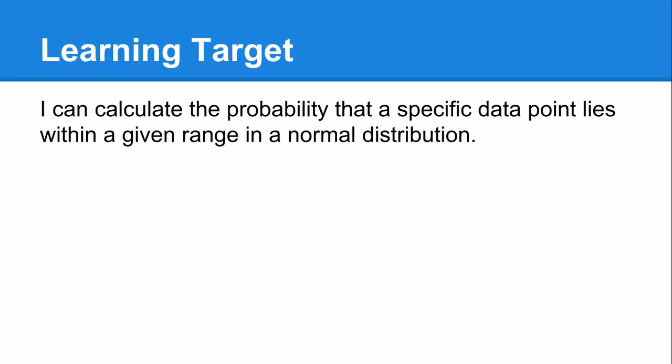The learning target: calculate the probability that a specific data point lies within a given range. When we say given range, we don't always mean max and min. We mean greater than a value or less than a value. And so we're going to see those 3 kinds of ranges where we're greater than a value, less than a value, and between 2 values. We're also going to take a probability and figure out what the Z-score is for that.